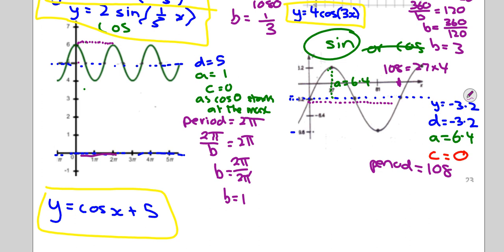With those kinds of numbers, sometimes you could say radians, sometimes degrees. Let's just go with degrees. Yeah, 108 sounds a bit like degrees. So 360 over b equals 108. So what's our b equal to?